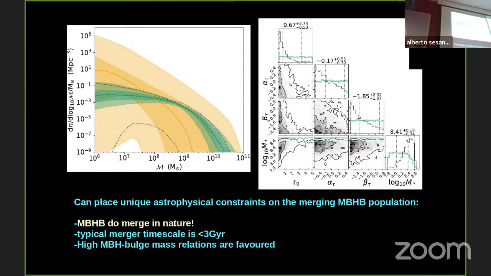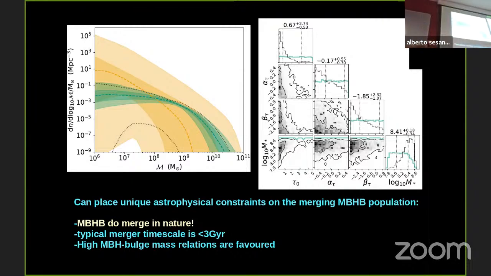Now, without going into details here, this τ0 is the typical time to coalescence that the two black holes take, from when they form up to their merger. So you see this typical time scale here is less than a gigayear. So this detection would tell you that massive black hole binaries following galaxy mergers merge efficiently, okay?